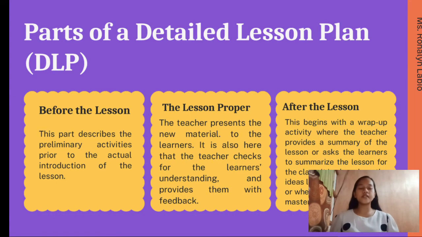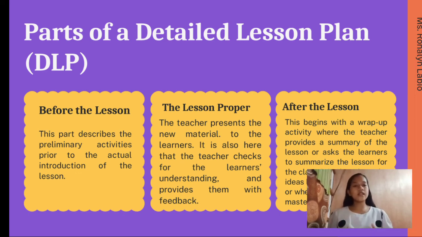So we have here the parts of the detailed lesson plan or the DLP. So before the lesson, this part describes the preliminary activities prior to the actual introduction of the lesson. In this part, the teacher reviews the previous lesson and clarifies concepts from the previous lesson that may have been unclear to the learners. After doing so, the teacher introduces the new lesson and makes a connection between this lesson and the old one in order to establish a purpose. Finally, the teacher states the lesson's objectives before the class.